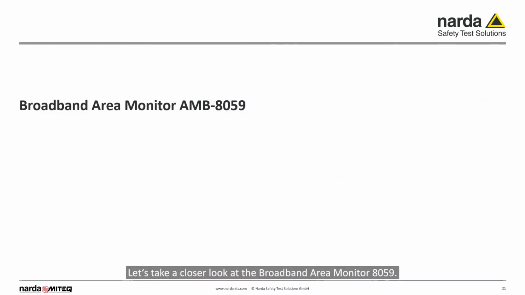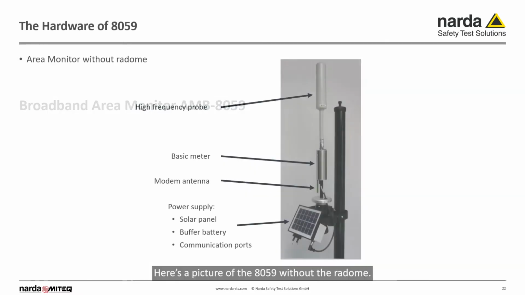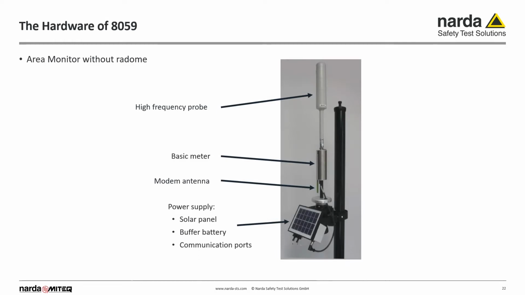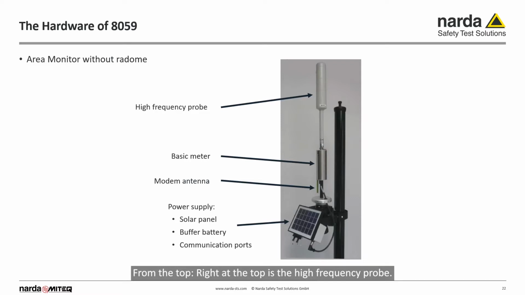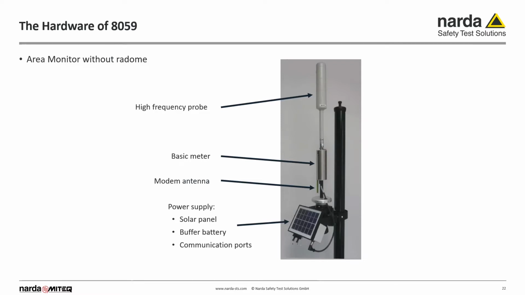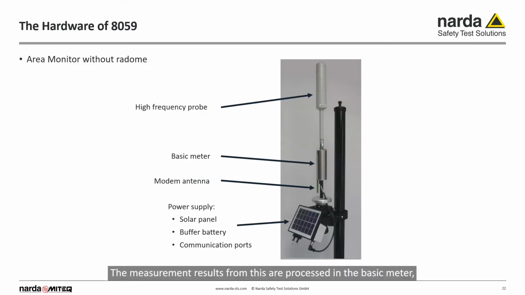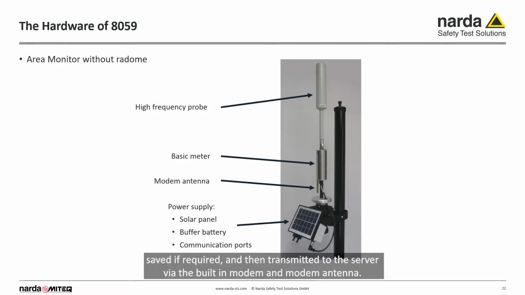Let's take a closer look at the Narda Broadband Area Monitor 8059. Here's a picture of the 8059 without the radome. Right at the top is a high-frequency probe. The measurement results from this are processed in the basic meter, saved if required, and then transmitted to the server via the built-in modem and modem antenna.